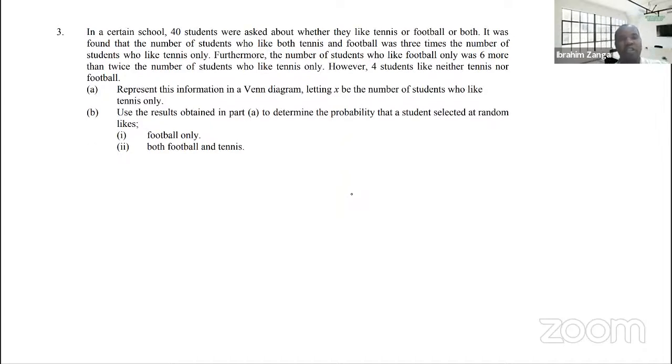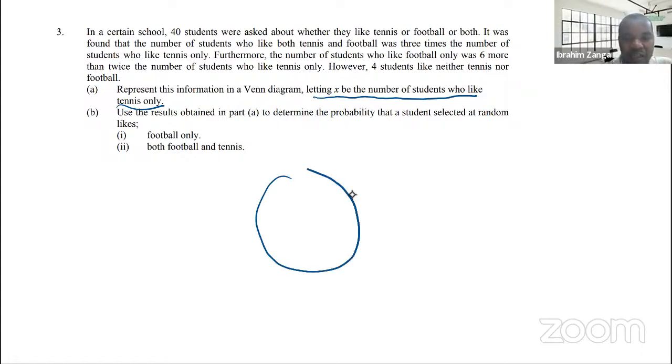In a certain school, 40 students were asked about whether they like tennis or football or both. It was found that the number of students who like both tennis and football were 3 times the number of students who like tennis only. Furthermore, the number of students who like football only was 60 more than twice the number of students who like tennis only. However, 4 students like neither tennis nor football. So we're supposed to represent the information in a Venn diagram, letting X be the number of students who like tennis only.